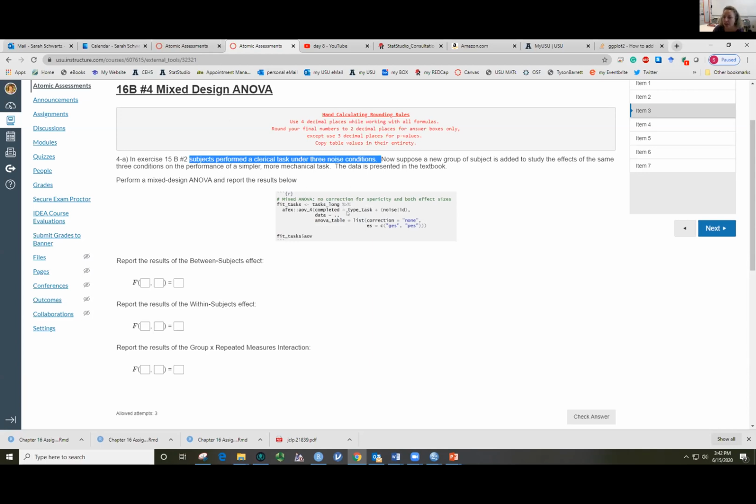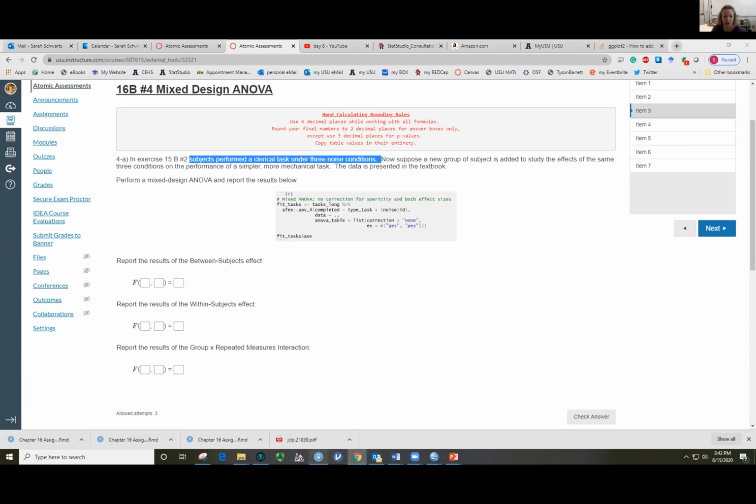So if we look at the syntax here, type of task is outside of the parentheses and noise is inside of the parentheses. This tells us that noise is repeated. So each person gets all the types of noises, but they only get one type of task. And the types of tasks are what? Mechanical or clerical, I believe.